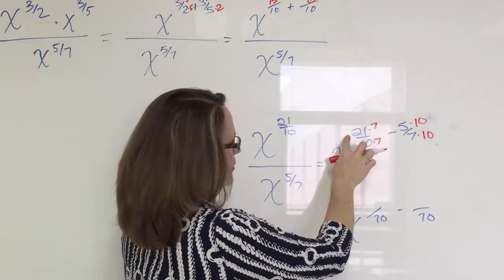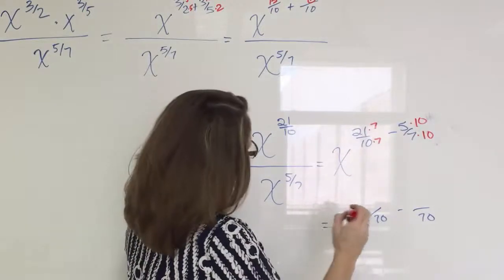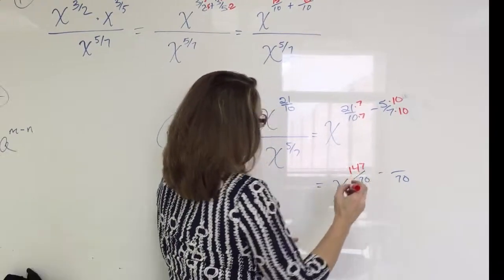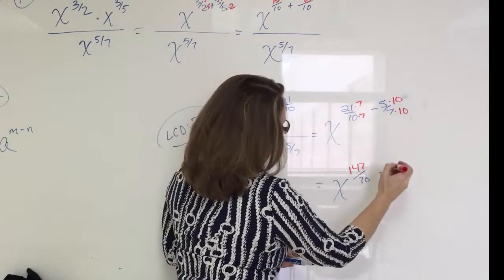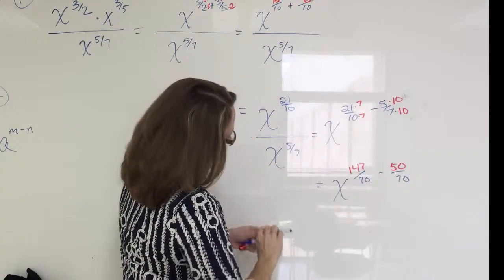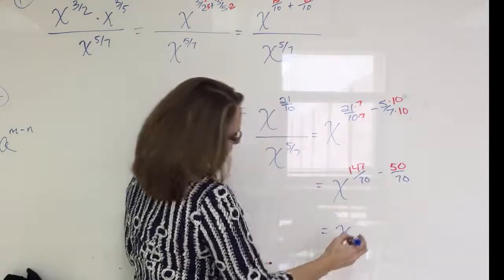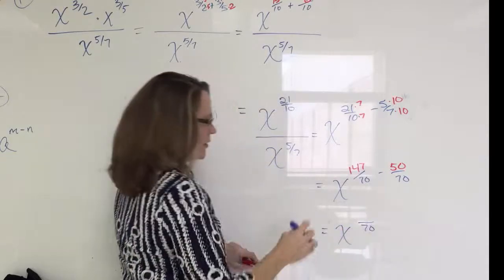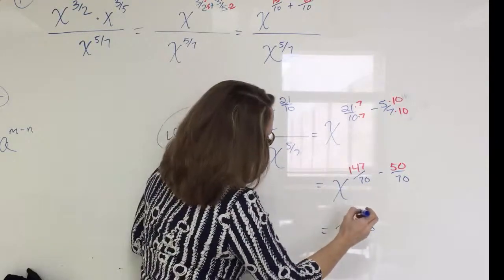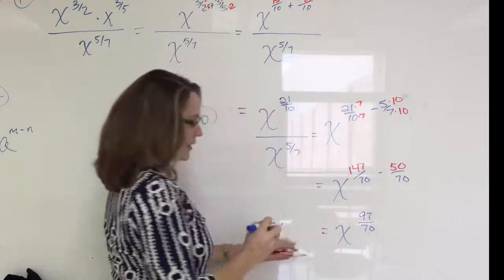Now, 21 times 7 is 147, and 5 times 10 is 50. So you would keep your x, keep your denominator, and 147 minus 50 would be 97. And that would be your answer.